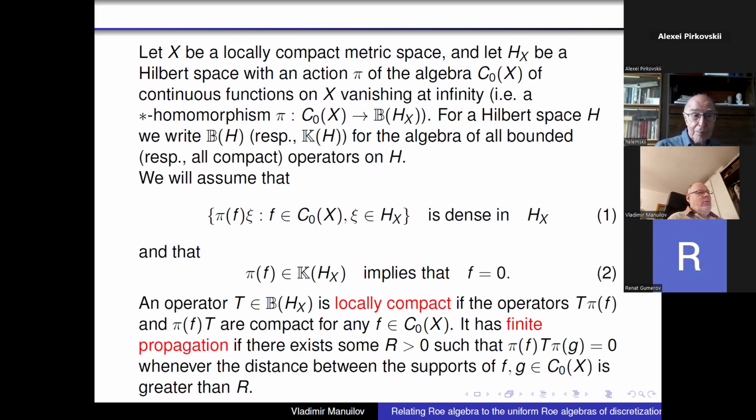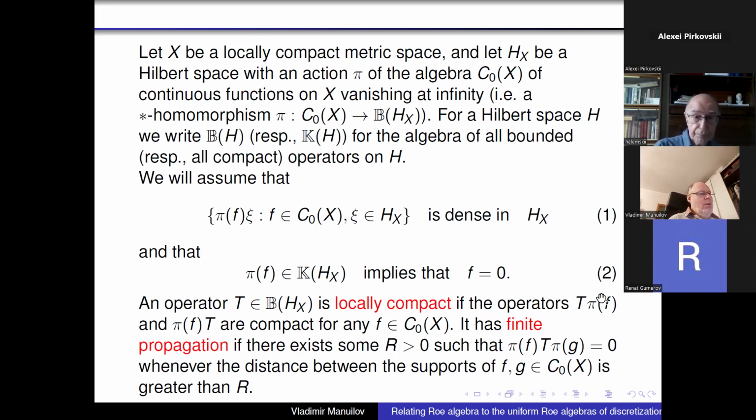To define the row algebra, we need two properties. We need that this action pi should satisfy the two properties, which are labeled here by 1 and 2. The first means that the image of pi is quite big, so that the elements of this form pi of f times xi are dense in this Hilbert space. And another requirement is that if pi of some function f is a compact operator, then this should imply that the function is 0. So all functions are mapped into something non-compact.